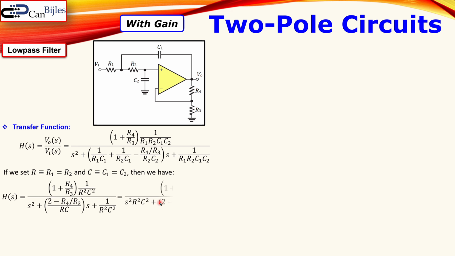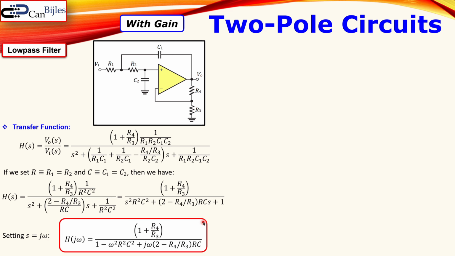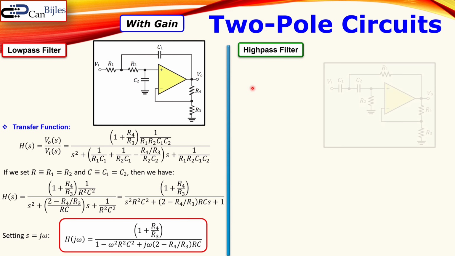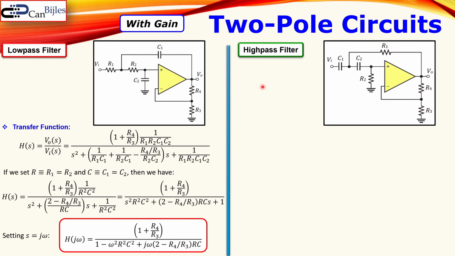And again, we can simplify that by multiplying the numerator and denominator by R squared C squared, and you have this expression. Again, we use the steady state analysis, so we just set S equal to j omega, and then you have this expression. Again, this is our transfer function, which is a very important part we use to determine the cutoff frequencies and other necessary information.